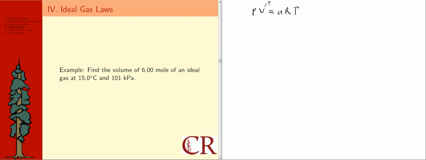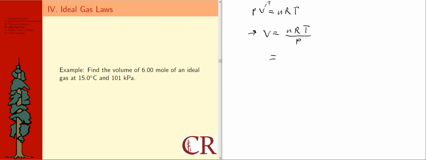So maybe I'll just put a little question mark there, which leads me to think that maybe I should algebraically solve for volume and then hopefully plug in appropriate values for numbers into the expression that results. So I've divided both sides by pressure, and that isolates volume. Now, there are some potential pitfalls in doing calculations with the ideal gas law, so it's worth discussing them.